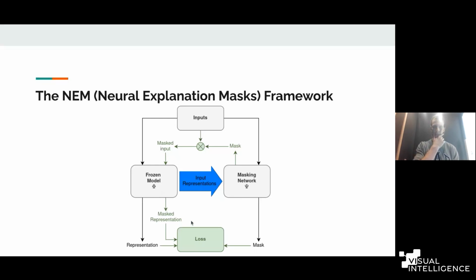The other thing is we realized fairly quickly that just training a separate masking network from the frozen model was actually really hard to train. So what we found out instead, which turned out to work fairly well, was to extract some input representations of the original image and send them also to the masking network. So instead of having two separate models, we connect the frozen model and the masking network into one self-explained system. So this is the overall neural explanation masking framework.